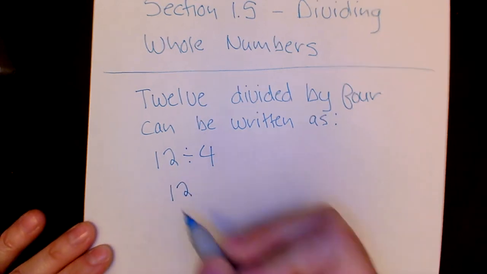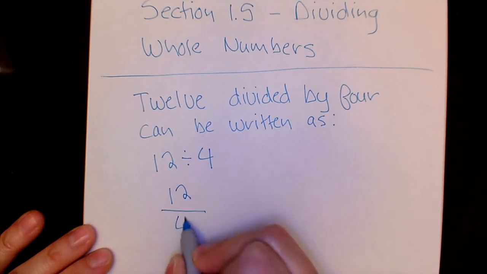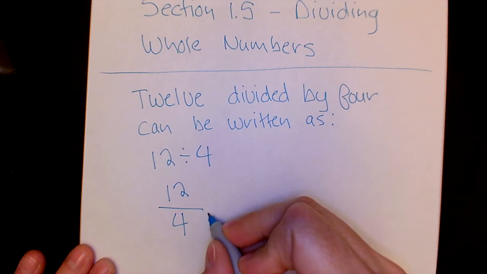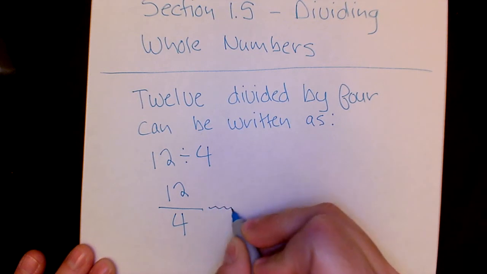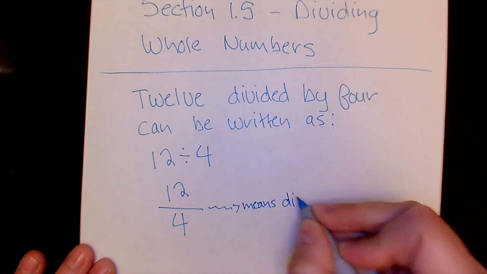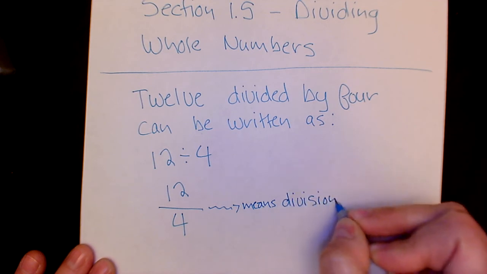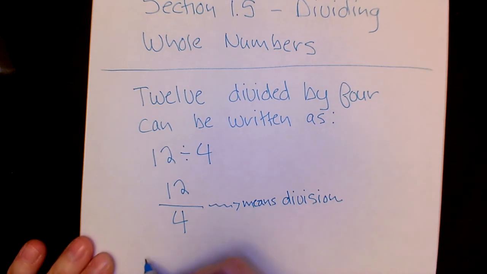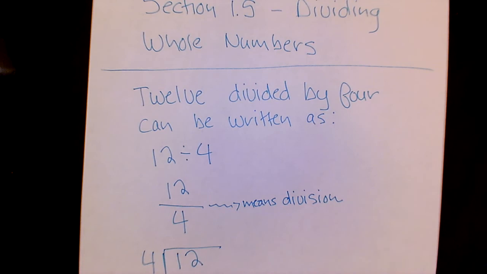We could write 12 over 4. This line means division. That line separating that. Or we could write 4 divided into 12, or 12 divided by 4. So there's a couple different ways we can write this.